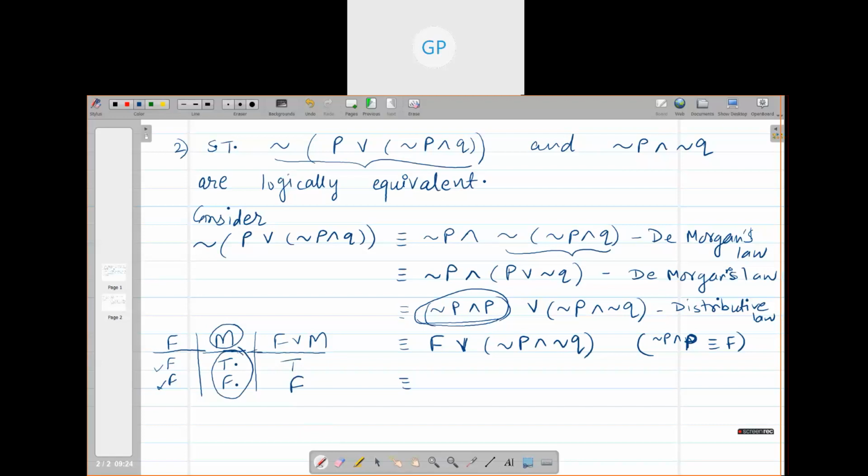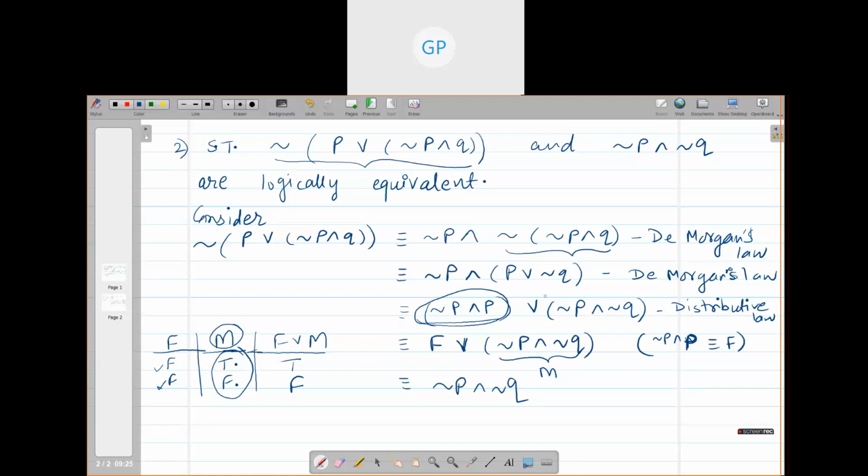Just tell me, can you treat this as a compound statement, negation P and negation Q? Can you treat this as M? Ultimately, this compound statement is going to be either true or false, right? Nothing else is possible. A compound statement can be true or false. So can you treat it as M? And if you take its disjunction with a contradiction, the answer is going to be true or false. So it is going to be equal to negation P and negation Q.